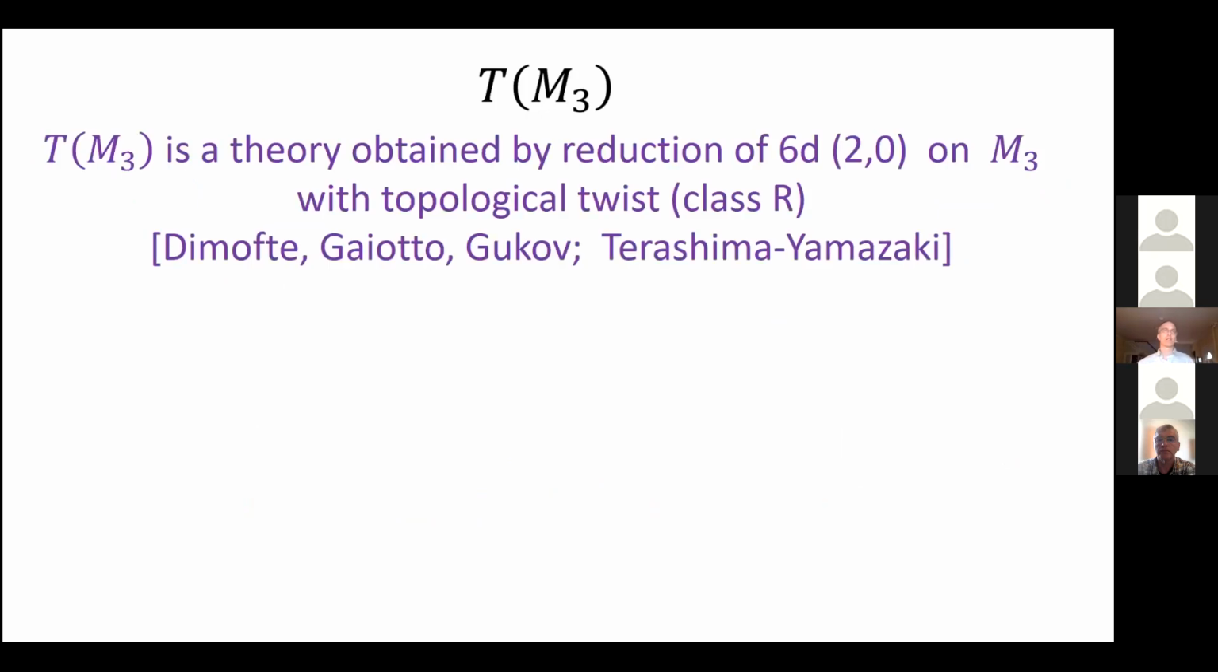Okay, so what is T of M3? What do I mean by that? Very briefly, the physicists believe that there's this weird, wonderful, not very well understood six-dimensional quantum field theory with so-called 2-0 supersymmetry.